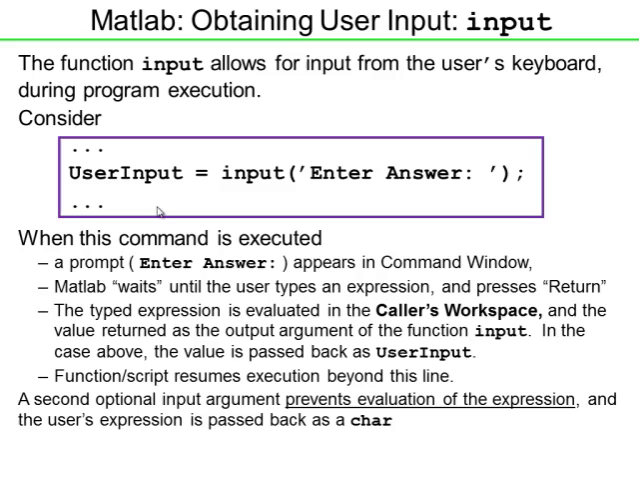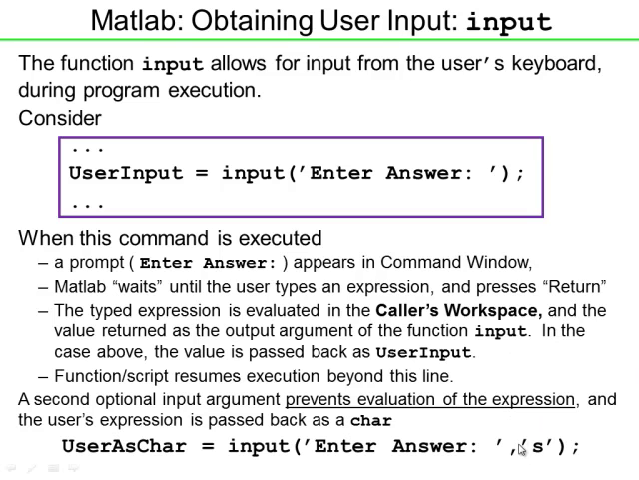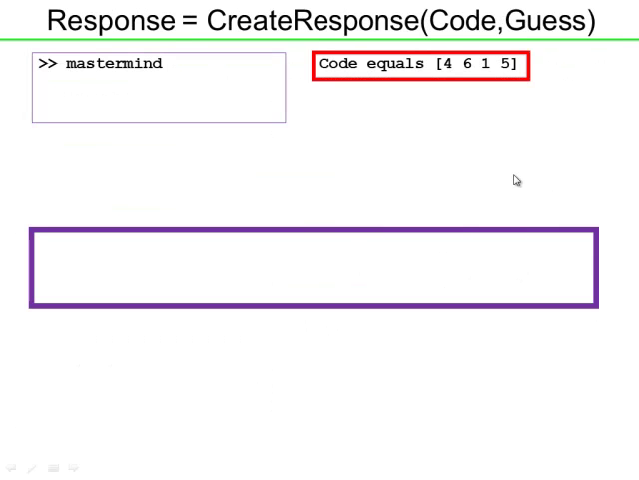A second optional input argument to the input command changes this: normally the typed expression, whatever the user types, is evaluated. If you just want to take what the user types and get it back as a string, exactly the letters and numbers and characters that they type, then just use an 's' at the end. That means don't evaluate what the user types, but just pass it back to me as a character string, and then my program will figure out what to do. We'll probably do it this way, with the evaluation, which is a little easier.